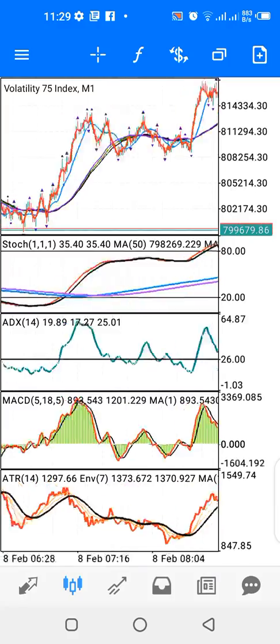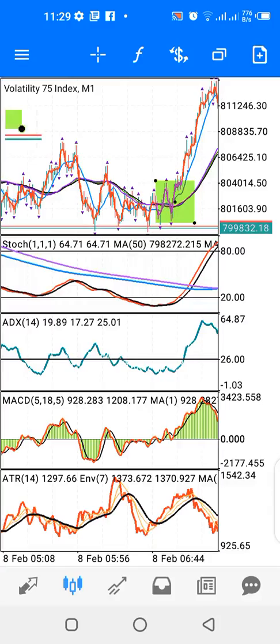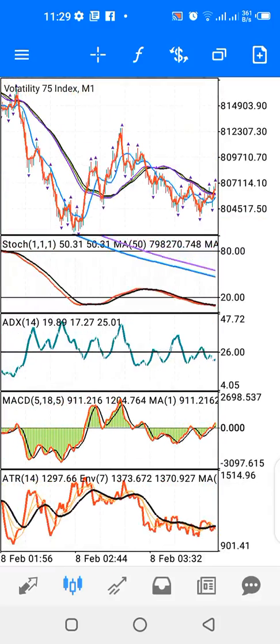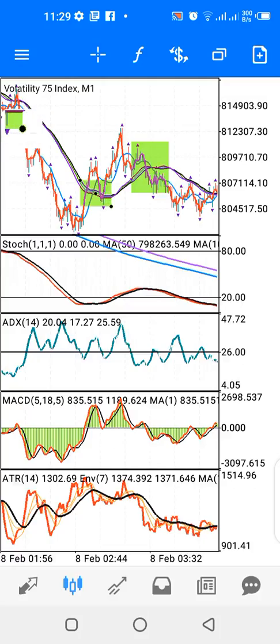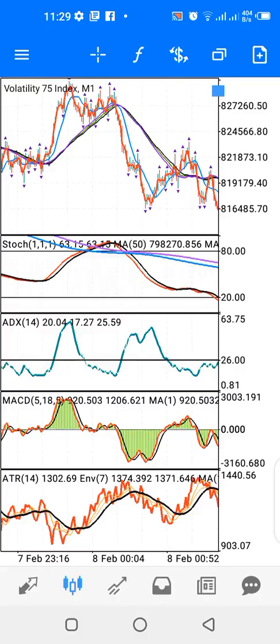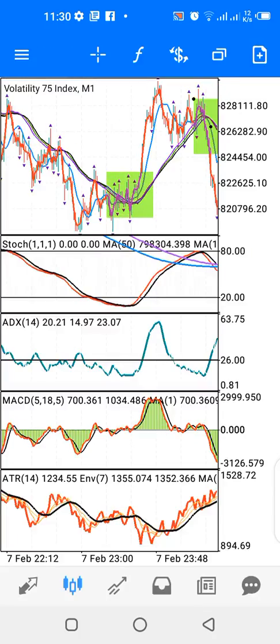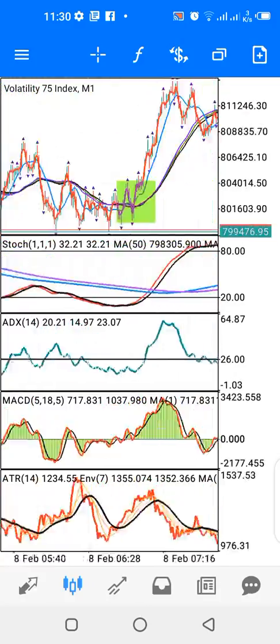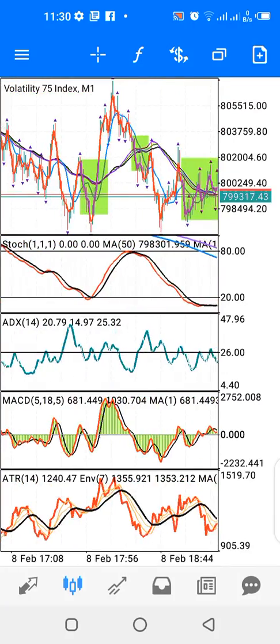You have a cross up here to buy. You have a cross down here to sell. You have a cross up here that you can buy. You have a crossing down here, you can place a sell trade. Your cross up here, you can buy. So that's basically all about the indicators and the main window.